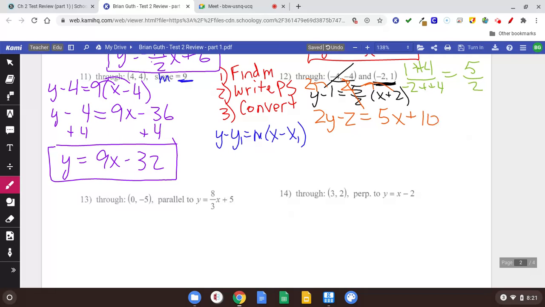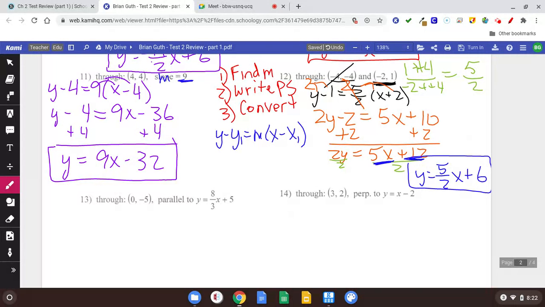Now, isolate the y. Step 3, convert. That's what we're trying to do, right? Convert. So let's add this 2 over. 2y equals 5x plus 12. And then we divide by 2. And we will see y equals, if you divide by 2 here, you're going to have a fraction, 5/2, don't forget your x, and then 12 over 2 is plus 6. There we go. Slope-intercept form.